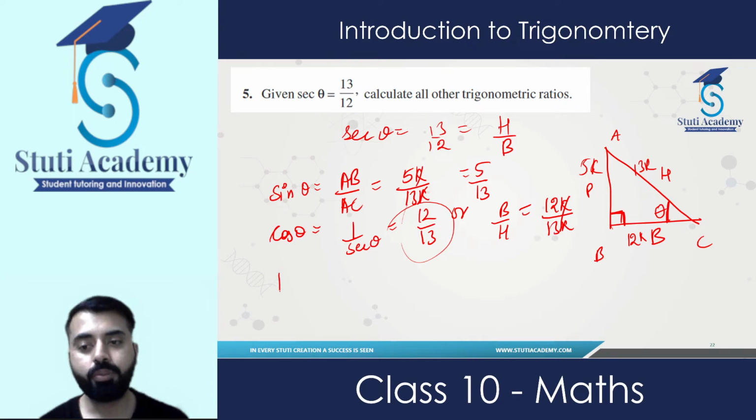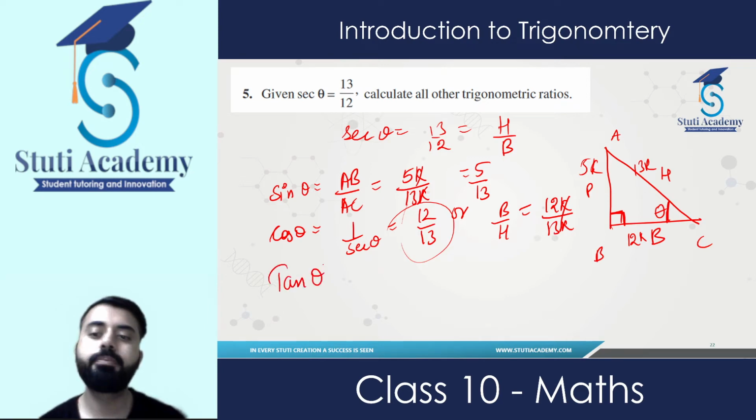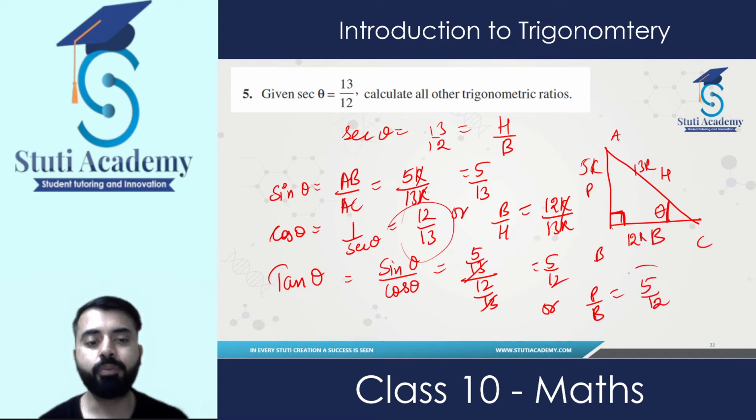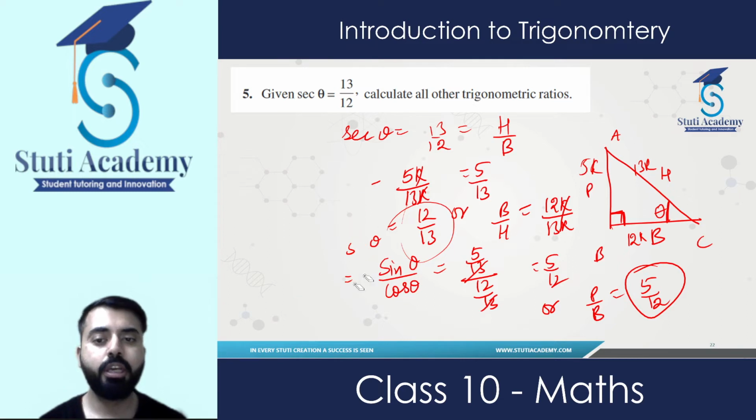Now I have to find tan theta. Tan theta is either sine theta over cos theta, which will be 5 by 13 over 12 by 13, which is 5 by 12. Or you can say perpendicular over base, which will be 5 by 12 as well. Choice is yours, right? Now I have to find the cosecant theta and cot theta.